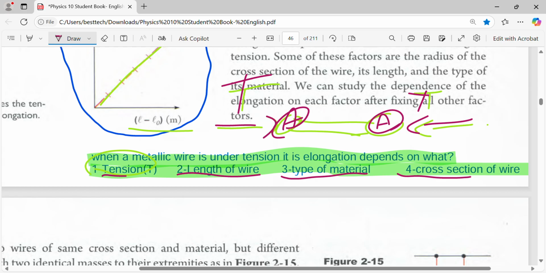So guys, in general, these four factors are important after you apply the force on the wire. The length of the wire or spring will change. So this change in length, this elongation, depends on what? The type of the force: is it large, is it small? The original length of the wire. The type of the material: is it good? And the area of the wire too.